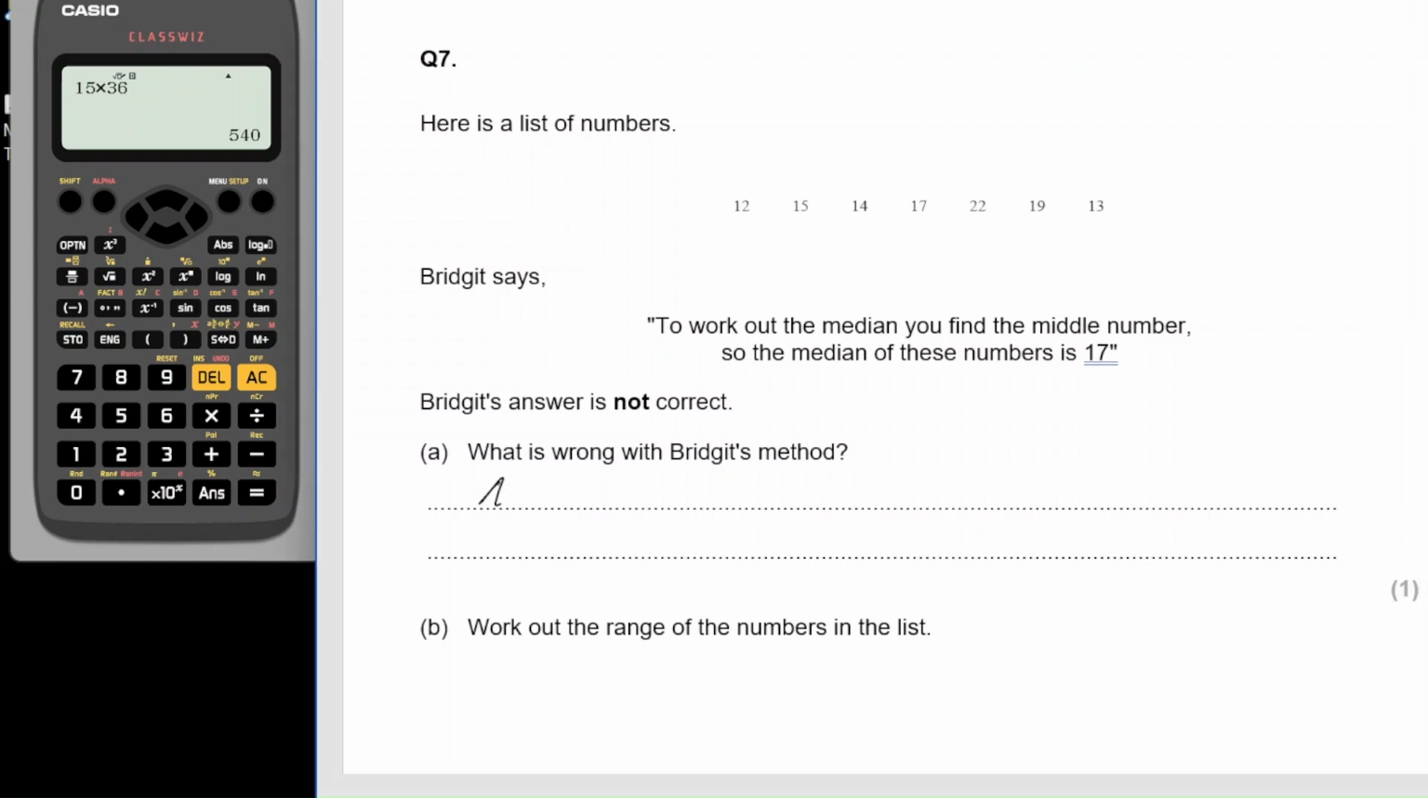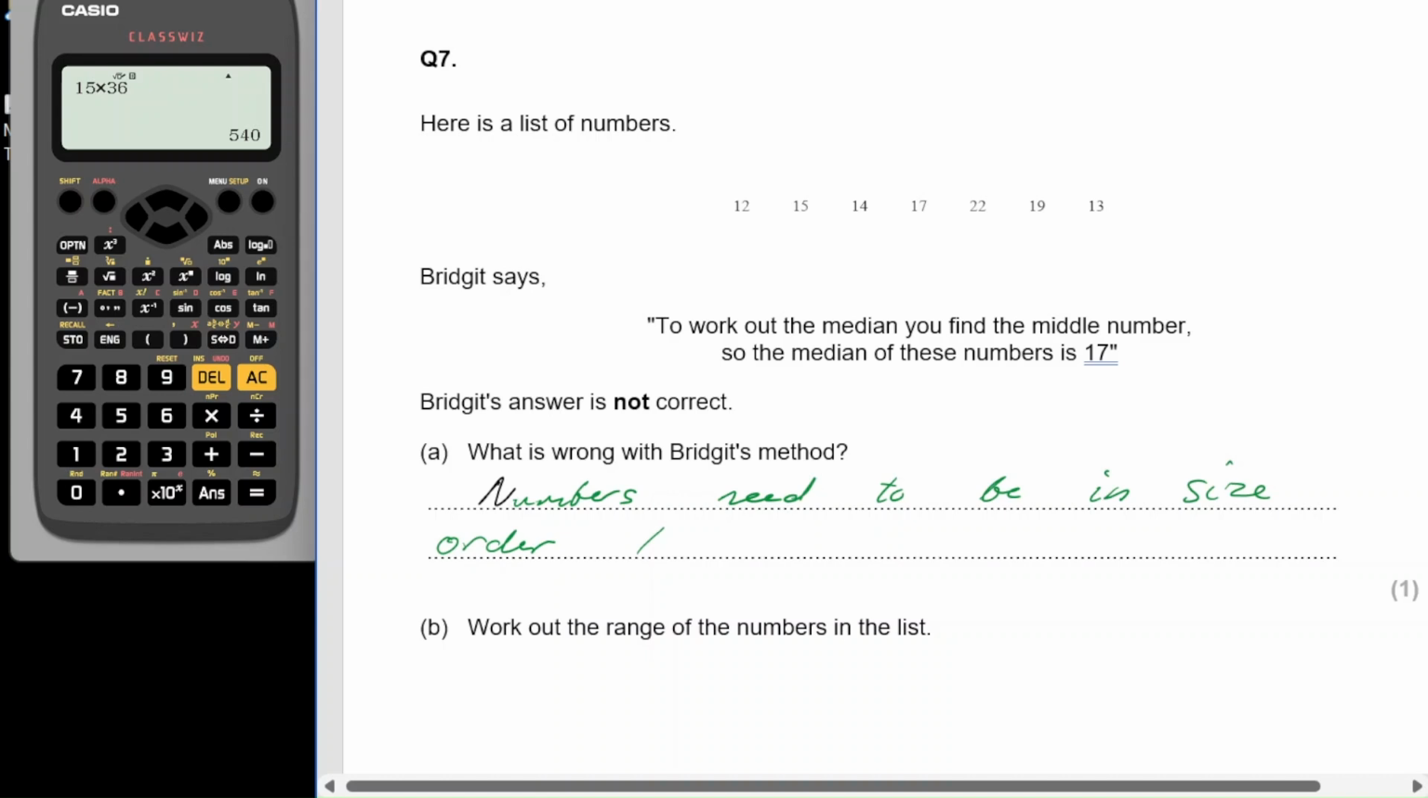So numbers need to be in size order before taking the middle value.